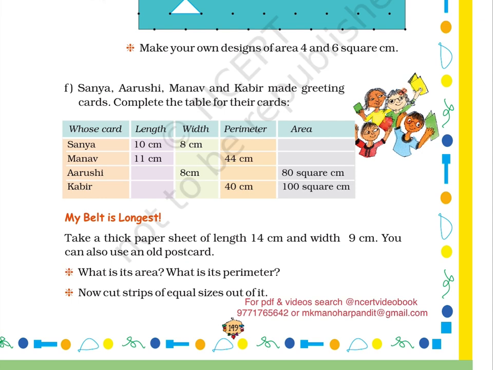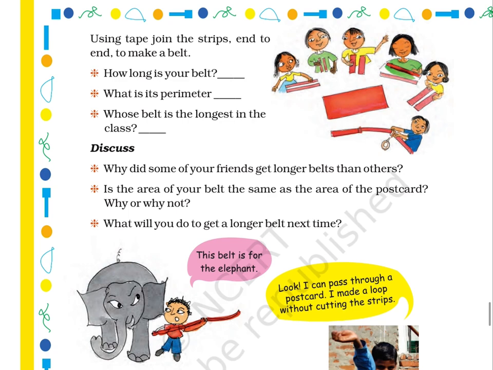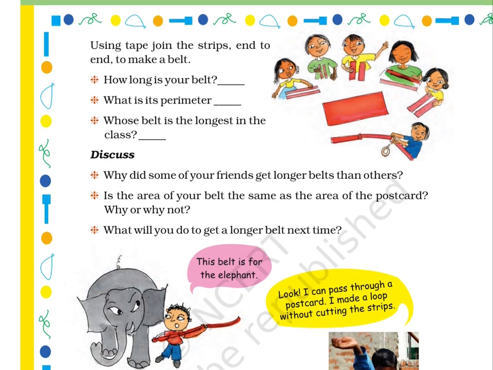My belt is longest. Take a thick paper sheet of length 14 centimeters and width 9 centimeters. You can also use an old postcard. What is its area? What is its perimeter? Now cut strips of equal sizes out of it. Page 150. Using tape, join the strips, end to end, to make a belt.